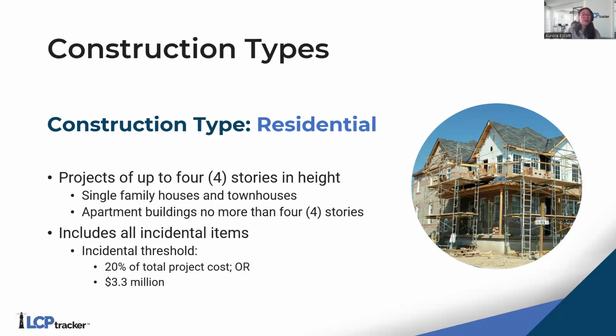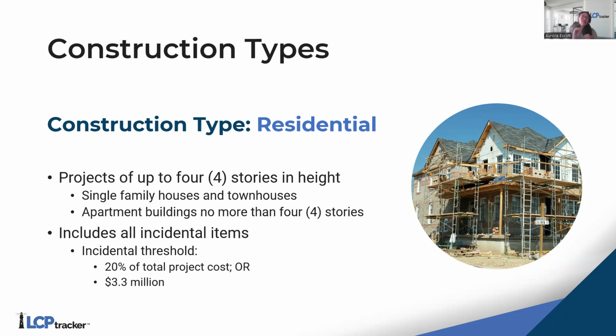Now, what would be included for residential? This would be for projects that are up to 4 stories in height. This would include single family homes, townhouses, and apartment buildings that are no more than 4 stories tall. Now, this would also include incidental items. Whew! Hold the phone, Aurora. What do we mean by incidental?